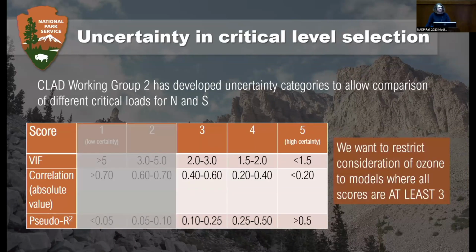And so as we do this with the ozone models, what we're going to do is restrict consideration of ozone critical levels to models where all scores are at least 3. So we know that ozone, ground level ozone forms on hot, dry days where there's a lot of NOx. Remember that there's ozone in these models, but there's also precipitation, temperature, and nitrogen deposition. We're very concerned that we want to be able to say that these models are really about ozone and not one of the other factors that might correlate with ozone.